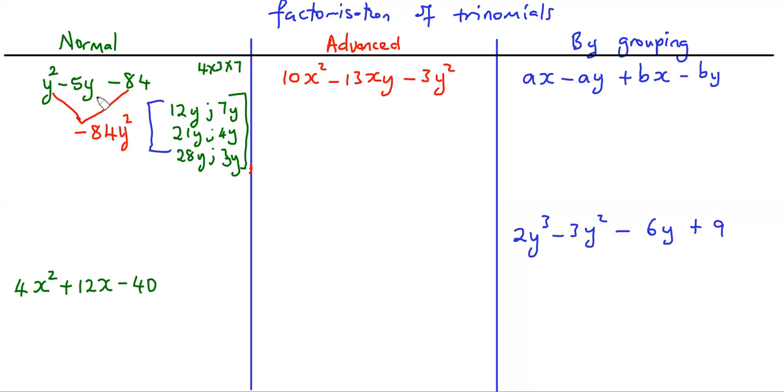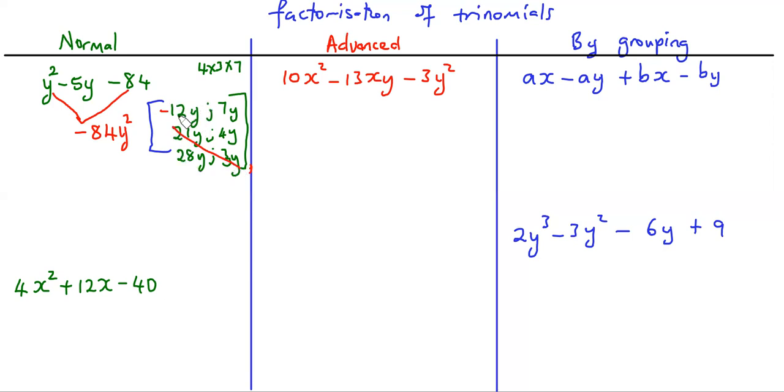When you look at this, the only factors that are going to give us negative 5 are 12 and 7. But since it's negative, which one should be negative? We see that the 12 must be negative, then 7 must be positive. In that case, negative 12 plus 7 gives us negative 5. Then if we multiply negative 12y times 7, it gives us negative 84y squared. So these are the things that we need to do. Now we can cancel these ones here.